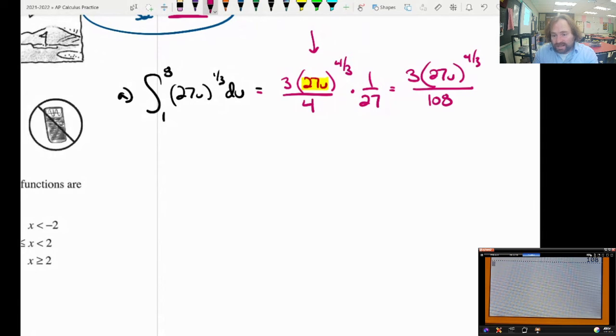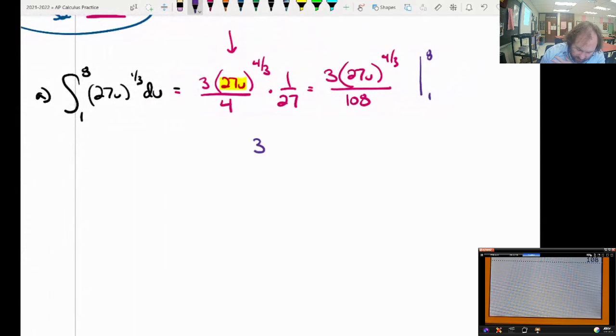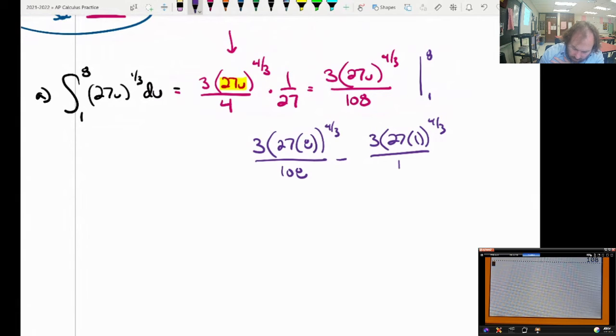So, yeah, that's not so fun. We are going to evaluate this now from 8 to 1. Now that looks like it's going to be a bit of a beast, but it's not going to be so bad. 3 times 27 times 8 to the 4/3 power over 108 minus 3 times 27 times 1 to the 4/3 power over 108. We're going to let the calculator handle most of this work anyway, since we're probably allowed to. I would certainly want to.